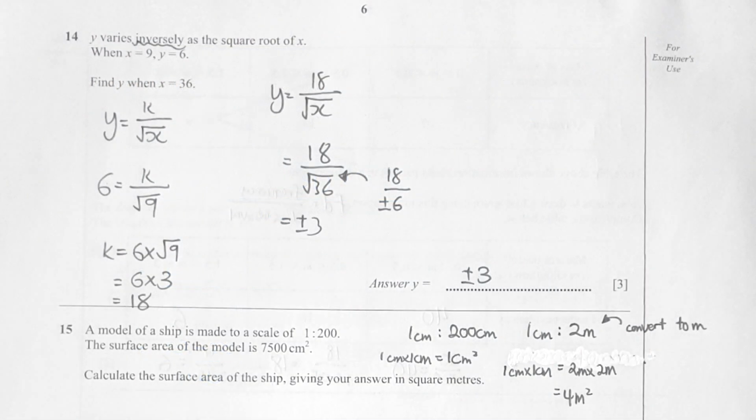As for question 14, the keyword here is inversely. So y equals k over square root of x. Key in the variables 9 and 6 into the position and find the k first. After the calculation, your k will actually be 18. So you have the formula now as y equals 18 over square root of x. Substitute the 36 in and you get your result as plus minus 3.